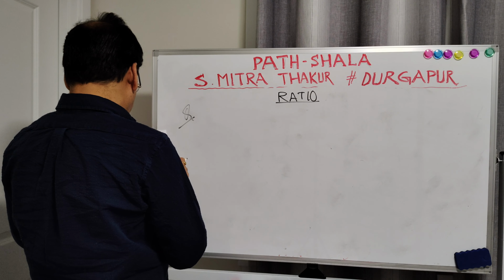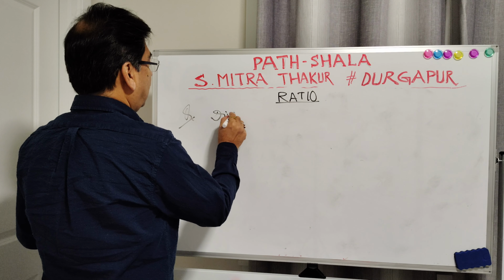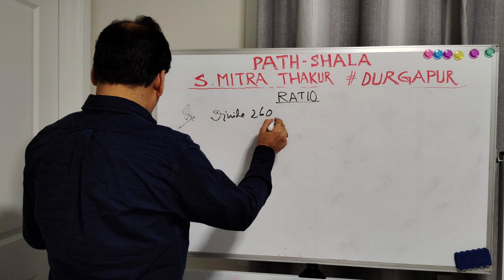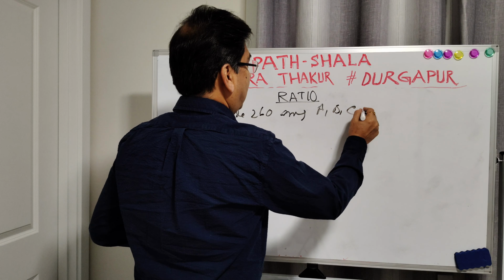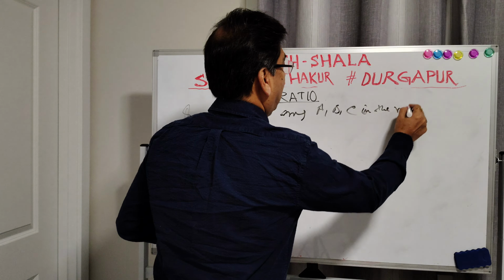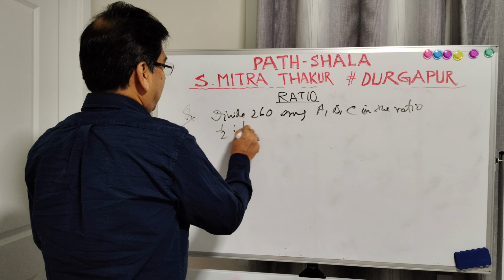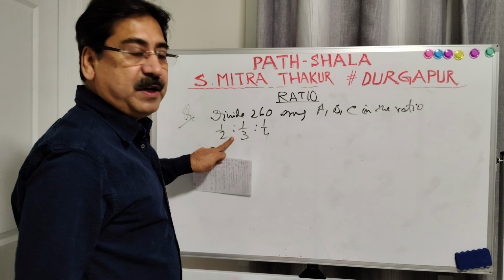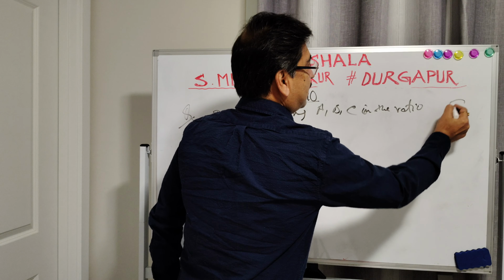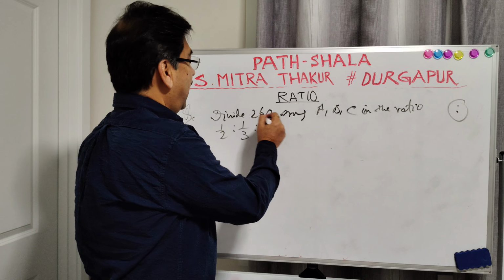Next question: divide 260 among A, B, C in the ratio 1 by 2, 1 by 3, 1 by 4. Here this is the symbol of ratio. So divide 260 among A, B, C in the ratio 1 by 2, 1 by 3, 1 by 4.